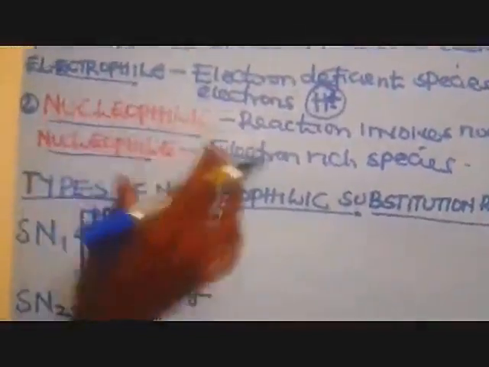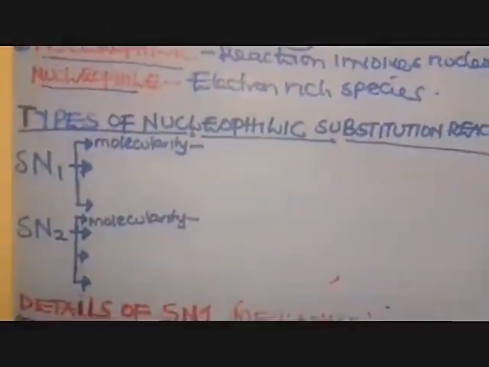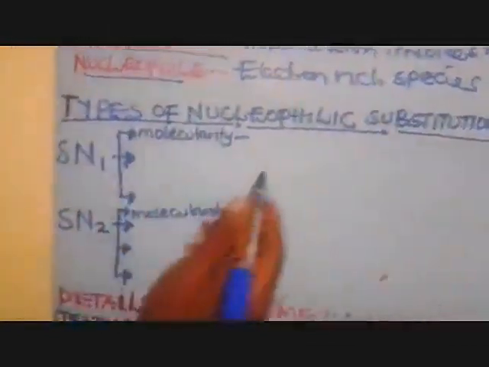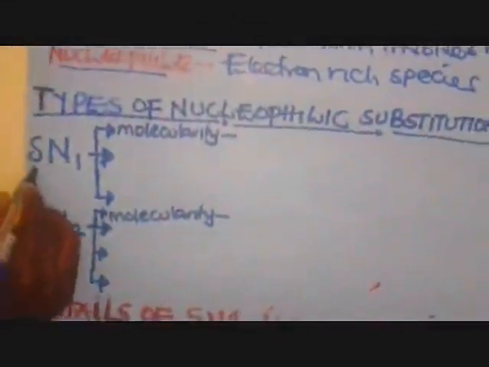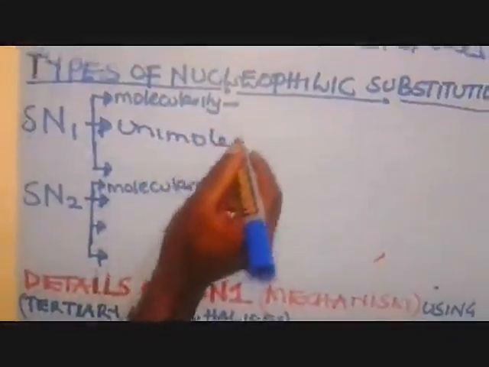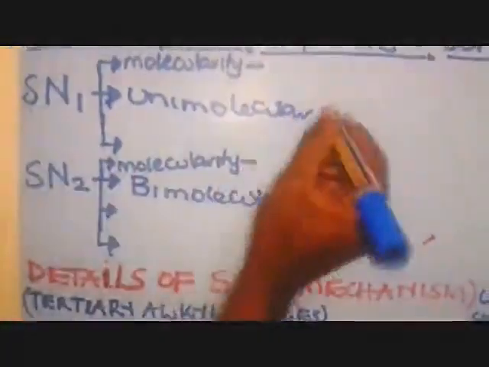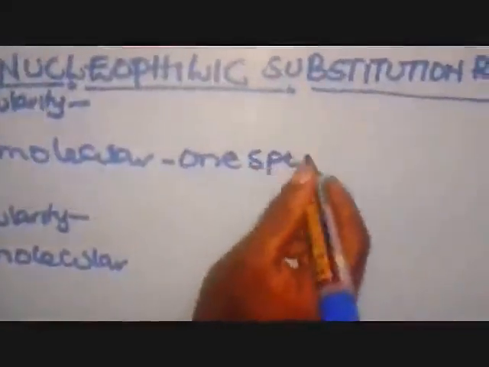Now after looking at that, our main focus is going to be on nucleophilic substitution reactions. There are two major types of nucleophilic substitution reactions. One of them is nucleophilic substitution bimolecular, then another one is unimolecular. That one is what we call SN1, and this one is bimolecular, SN2, but both of them are substitution reactions.